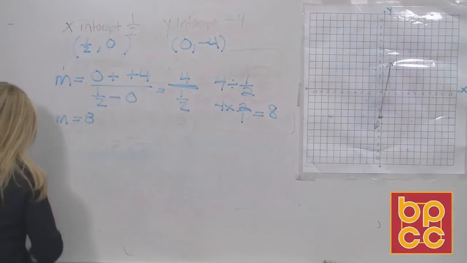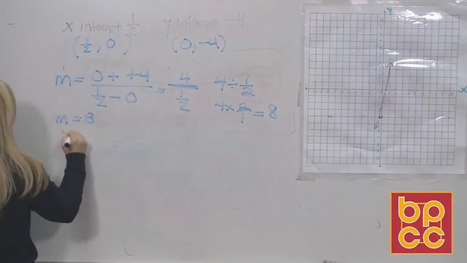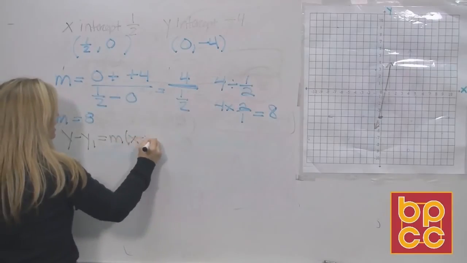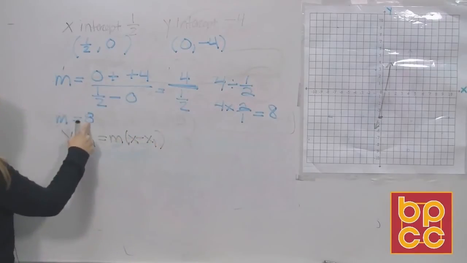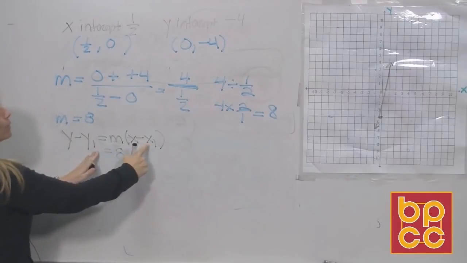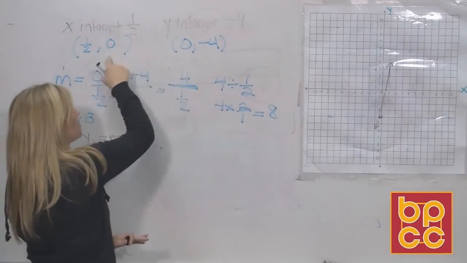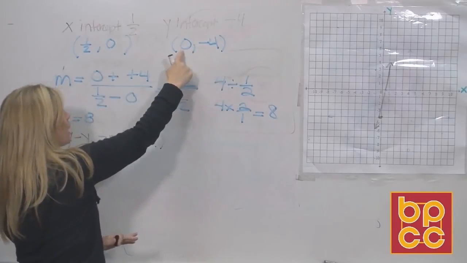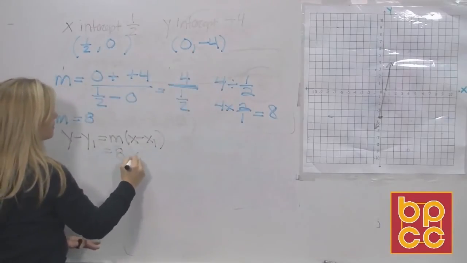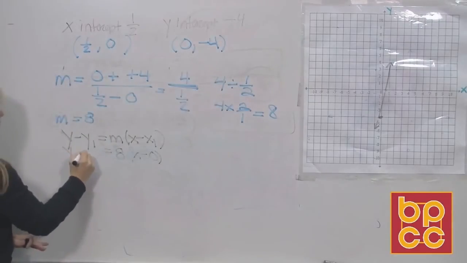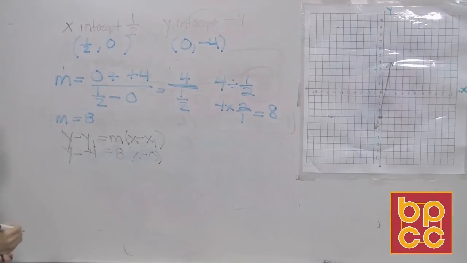Oh, marker doesn't work. Let me get one that works. Y minus y sub 1 equals m, x minus x sub 1. I have slope is 8, and then I need a point, 1 point. So you have 2. It doesn't matter which one you pick. I'm obviously going to pick the one that doesn't have fractions. So I'm going to put the 0 in the place of x. I'm going to put -4 in place of y. And then I'm going to work that out.